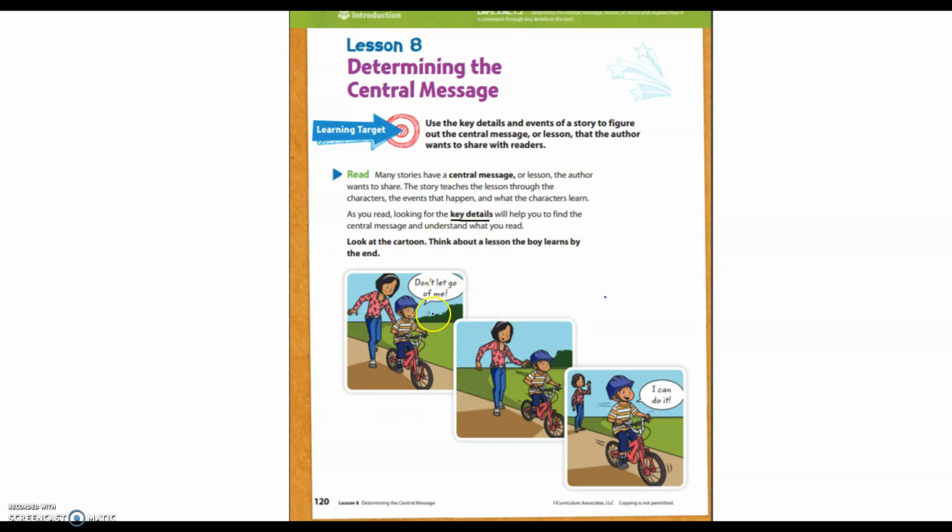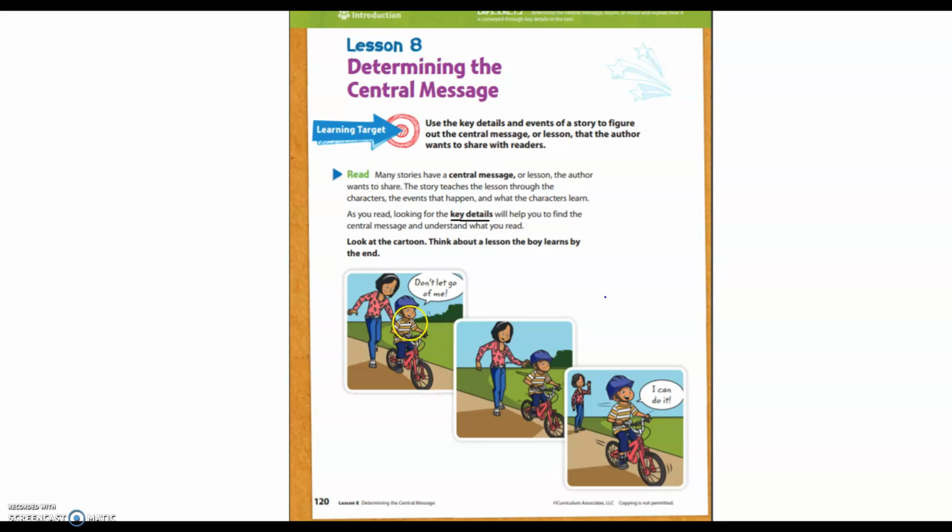Let's take a look at the characters' thoughts, words, feelings, and actions in this cartoon, and then you're going to answer a discussion post. And the discussion post is about the central message. So you'll be identifying the central message on your own. So take a look at the first picture.